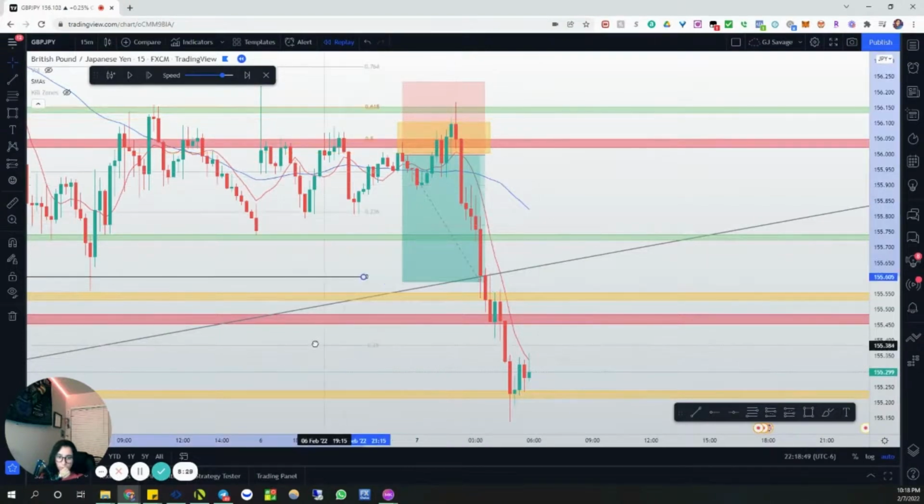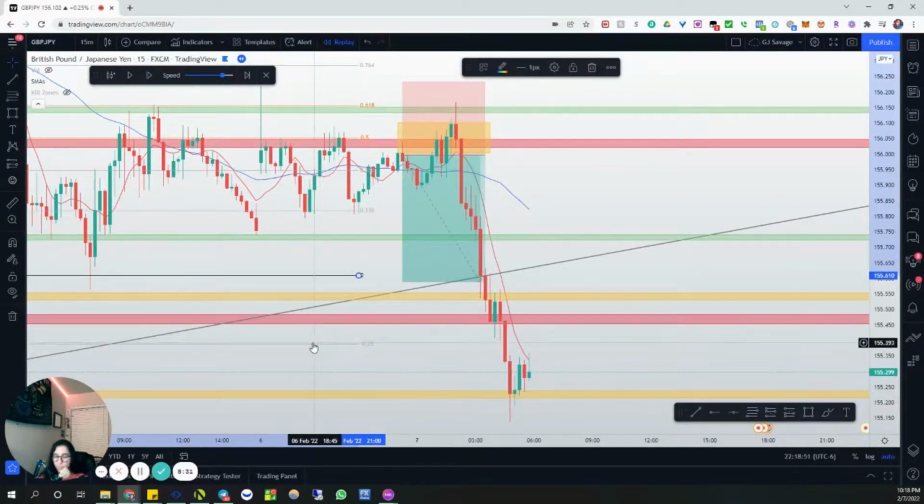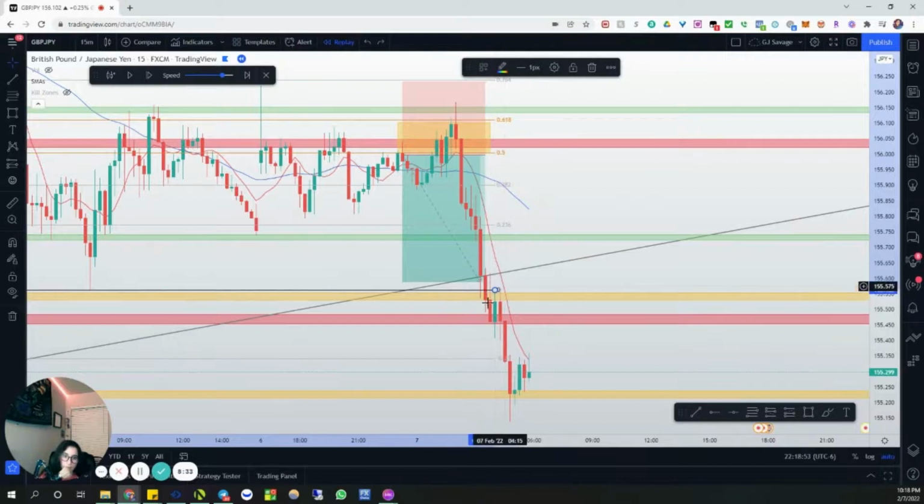Now there could have been another entry. Okay, right here. However, I was asleep then, but here, as you can see, it broke one of our supports that we have here, retested it, and then continued to the downside. So could have had an entry right here. But I was asleep. Also, profit is profit. I'm not sad that I missed this. I collected and I'm good.